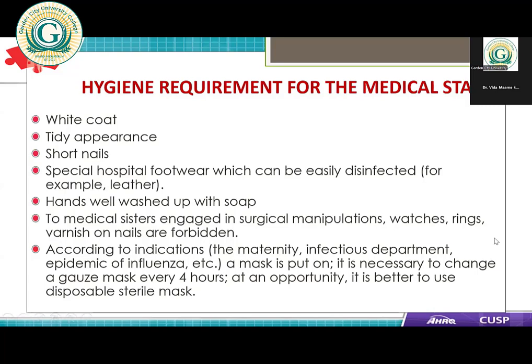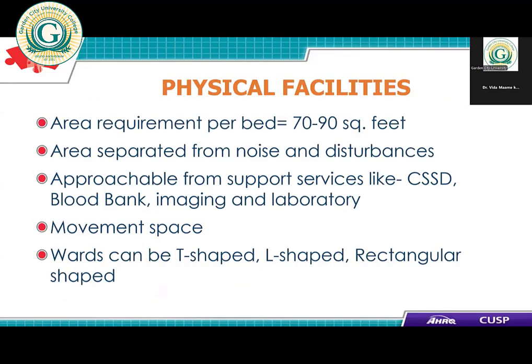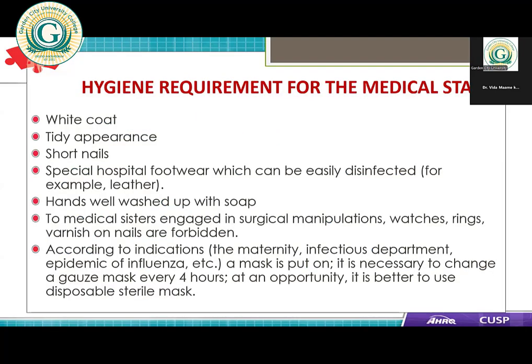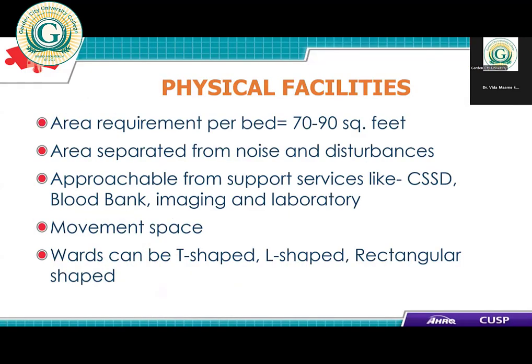So, physical facilities of the ward. The area requirements per bed are what? 70 to 90 square feet. The area should be separated from noise and disturbances, and approachable from support services like CSSD, blood bank, imaging and lab. You should need them.